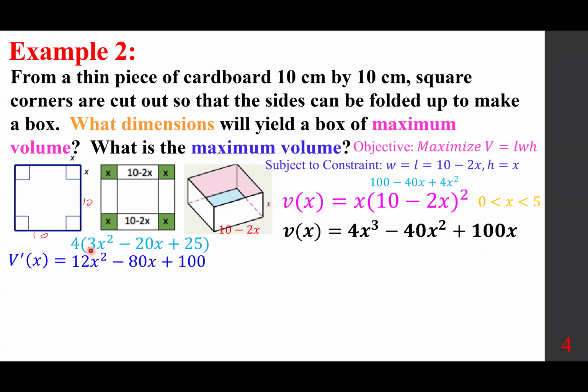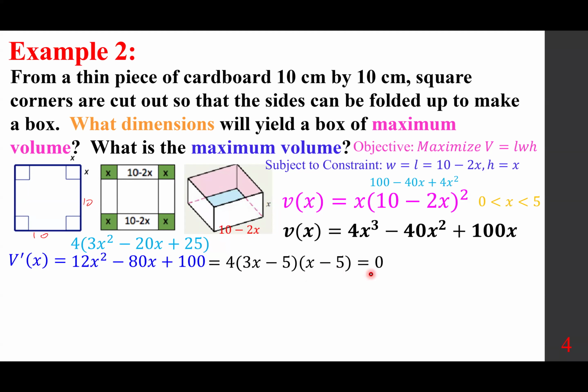Now to factor this, 3 is a prime number. It's just 1 and 3, so 3x and x. 25 is 1 times 25 or 5 times 5. Both of them must have the same sign, positive or negative. So factoring with trial and error ends up being 4 times (3x minus 5) times (x minus 5).